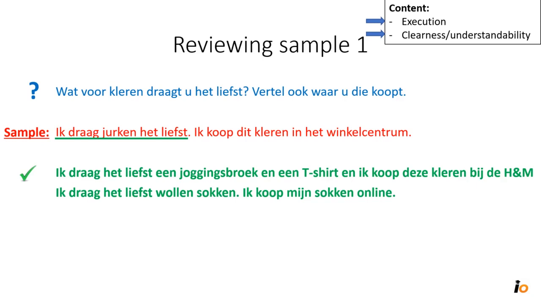to this question. Then the second part of the question is: vertel ook waar u die koopt. Also tell where you buy them. Well, she says, ik koop dit kleren in het winkelcentrum. Again, not perfectly correct grammar-wise, but I can easily see that she wants to say, I buy these clothes in the shopping mall, which is a perfectly fine answer to the second part of the question.